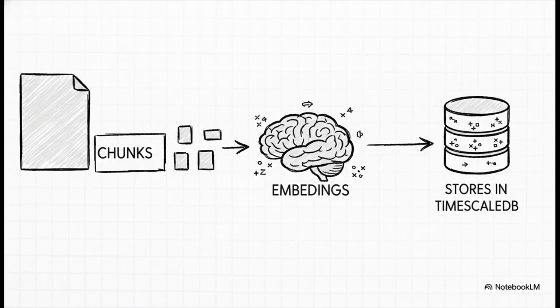So what's actually happening when you run that script? Well, behind the scenes, it's taking your documents, breaking them up into small, manageable chunks, and then using a model to create a numerical representation of each chunk's meaning. This is called an embedding. These numbers are then stored in our TimescaleDB vector database, which allows the system to search for concepts and ideas, not just keywords. It's very cool.